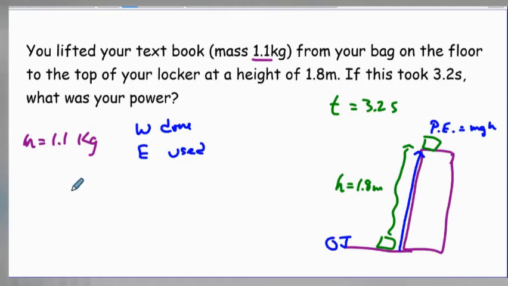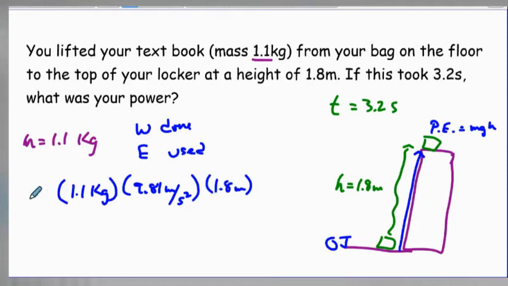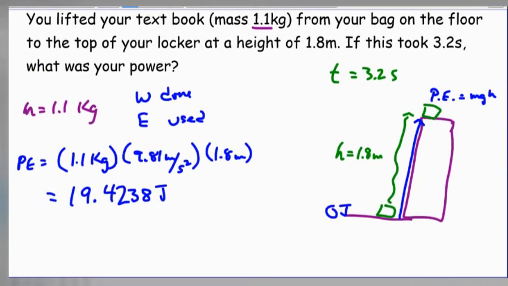Well, it's going to be the mass, 1.1 kilograms, multiplied by gravity, 9.81 meters per second squared, multiplied by the height that we moved it, which was 1.8 meters. So it now has potential energy of, let's see, it's almost 1 times 2 times 10, so a little bit less than 20. I'm seeing 19.4238 joules of energy were used to raise that book. So that's the work that was done.